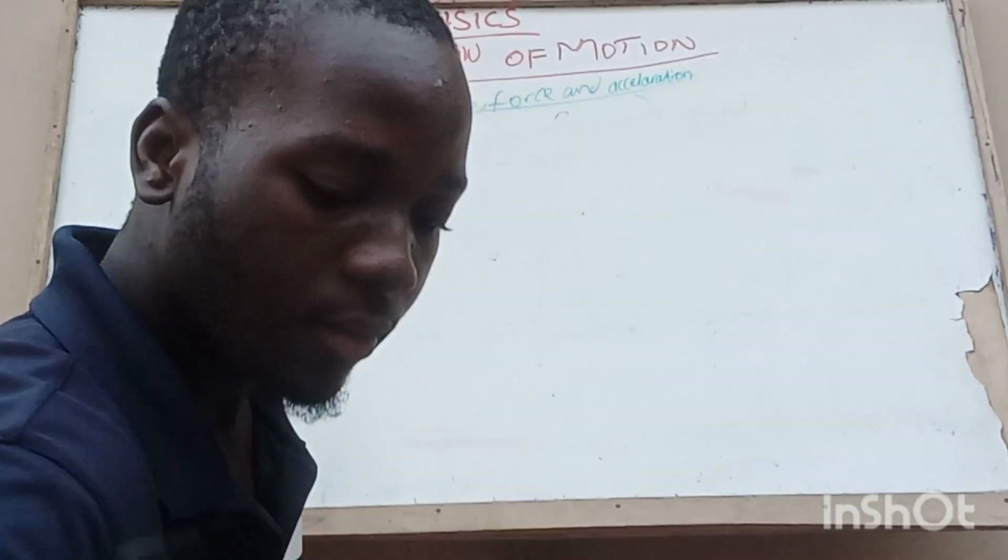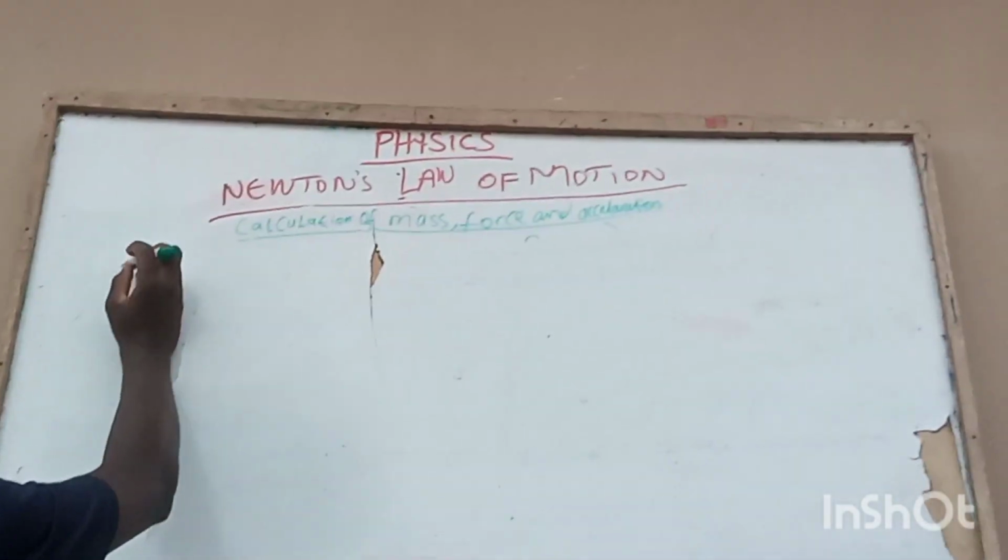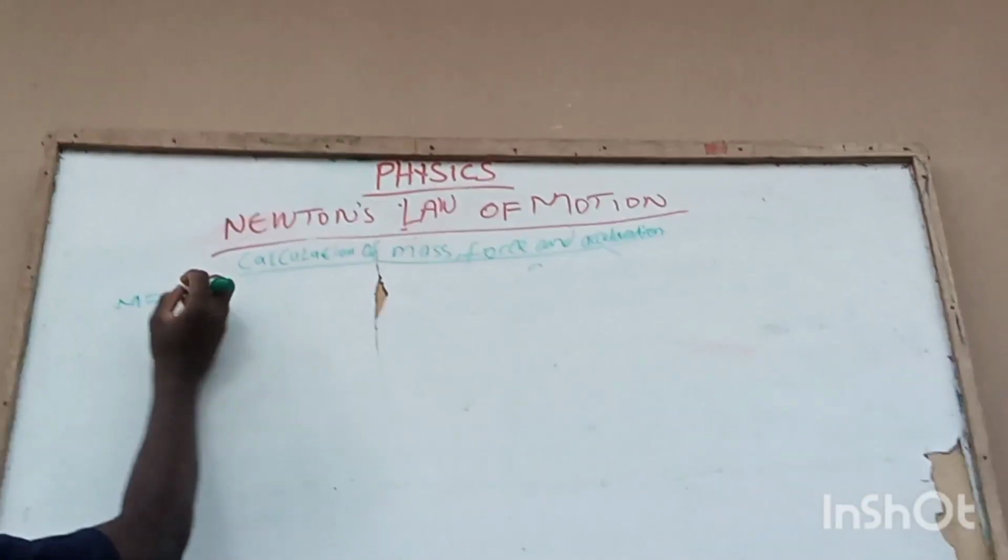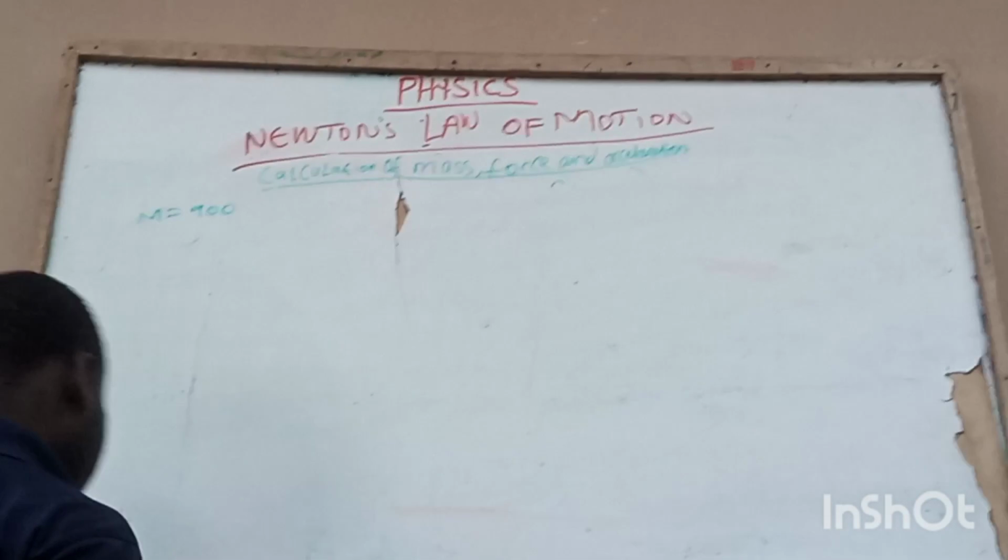So for the first question, we have a 900-gram stone. That's our mass is what? 900. Is pushed along the tarmac by a horizontal force of 20 Newton. Our force is what? 20. A frictional force of 8 Newton opposes the motion.